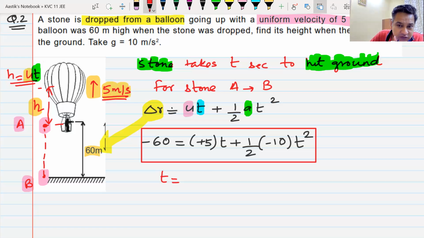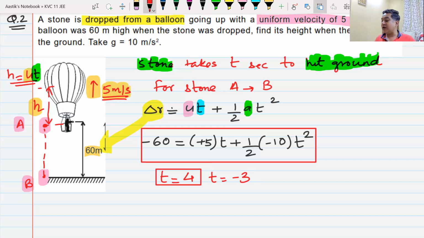I hope you remember how to solve a quadratic equation. You should be able to do it. You know it. Don't worry. A quadratic equation has 2 roots, bacha. So tell me both of the roots. I think one is 4 and the other one is -3. Yes or no? -3 is not possible. So the answer is t is equal to 4.